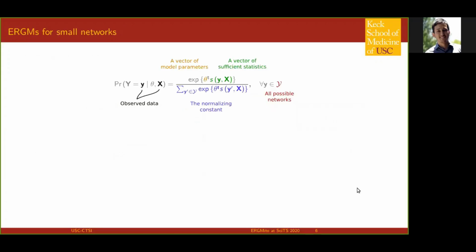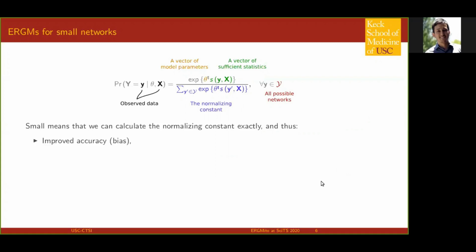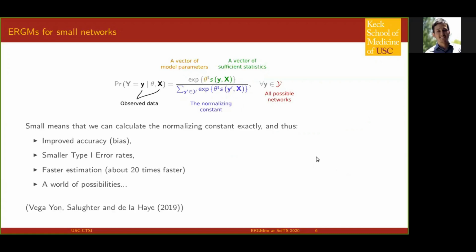So what are the benefits of using these exact statistic methods instead of approximation, which is what's commonly done? Well, there are a few. First, we have improved accuracy, meaning less biased estimates, which is very important. Second, we have seen that ERGMitos using exact statistics reduce type 1 error rates. Third, estimation is faster, which is actually a problem in the case of exponential random graph models. And last but not least, the fact that we can compute this exactly without using approximations opens the door to a variety of new statistical methods that we can apply in the context of exponential random graph models.